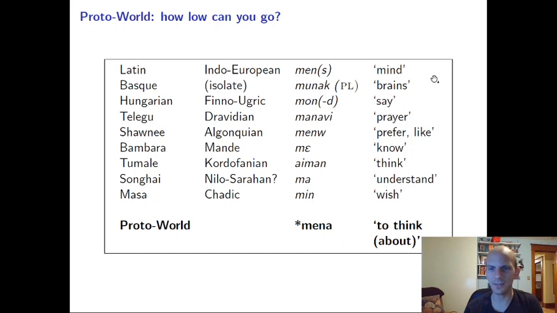We've got things as different as prefer and prayer and say and wish and mind, right? Like, these semantically are such a wide category. They don't all mean to think or even close. If it was mind and brains, I'd be in on it. But the fact that it's also say and prayer and wish, like, no, I'm not in on it anymore. Count me out, right?